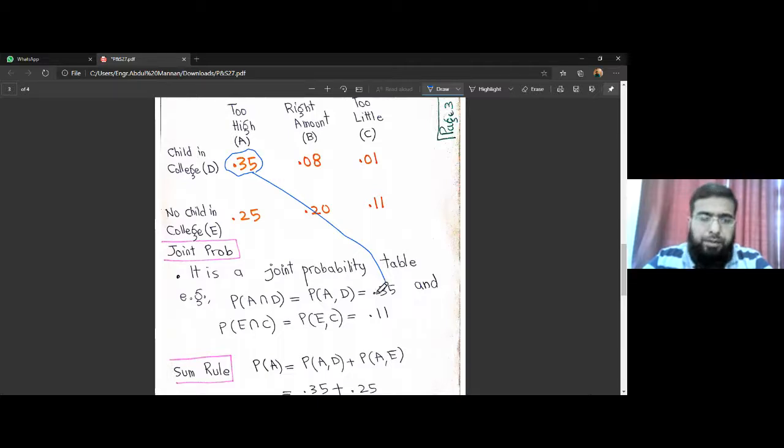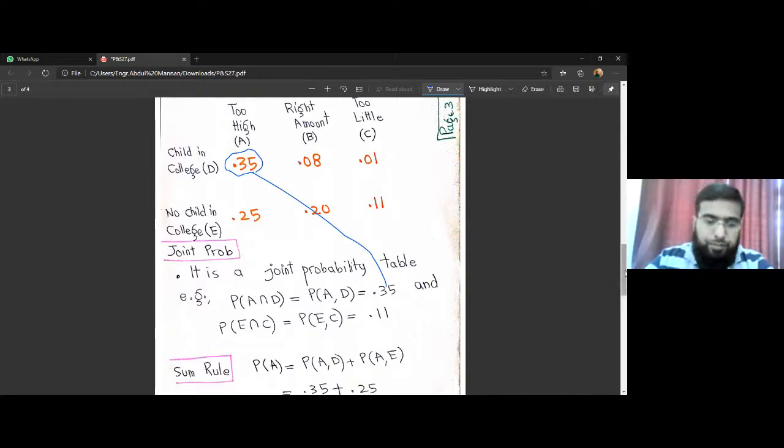This 0.11 is probability of E intersection C. The parents who do not have a child in college, and they also think that the fee is too little, 0.11. So probability of E intersection C, or probability of EC, is 0.11.